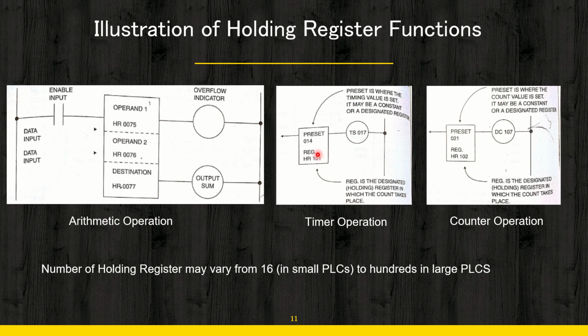Already a block is there. Inside the block there is space to fill the time for which you want the timer to operate. But what is happening inside, we should also try to know. There is a register given for the timer, or allocated for the timer, in which this preset value is stored. Now you can see the register is the designated holding register. You can see this register HR101, that means holding register 101, is the designated register in which the count takes place. As the count decreases, the content of this register gradually decreases as per the time base you see.